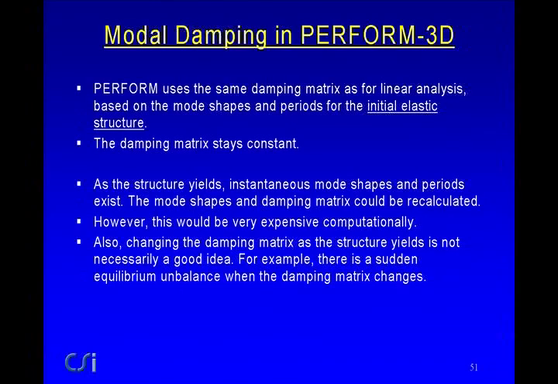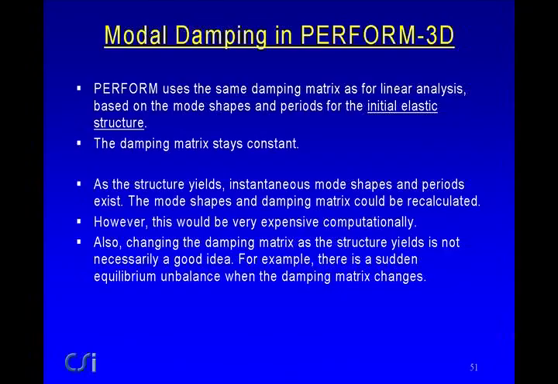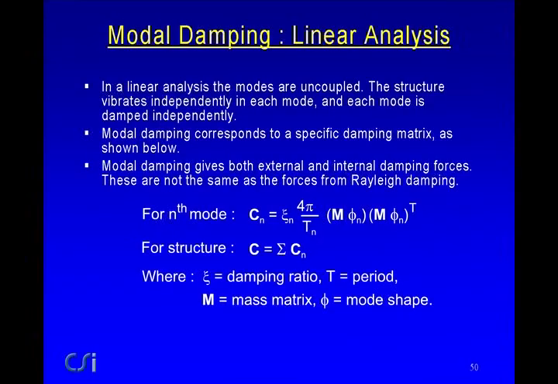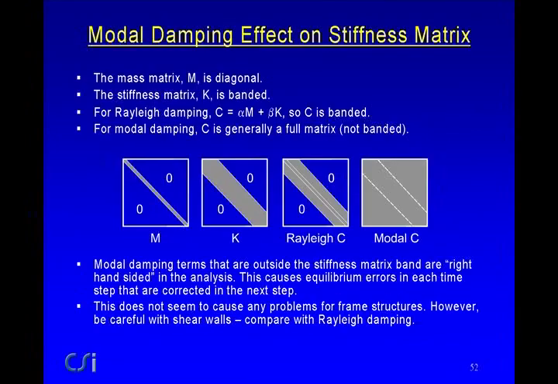What you can do in Perform is say, okay, let's use that same damping matrix that you would use if it was linear. You can use the same damping matrix based on the mode shapes and periods for the initial elastic structure, and this damping matrix stays constant. And then if you wish, you can specify, maybe calculate 20 modes and then use 5% damping over those modes using this damping matrix. And it seems to work okay. But there are some things that happen.